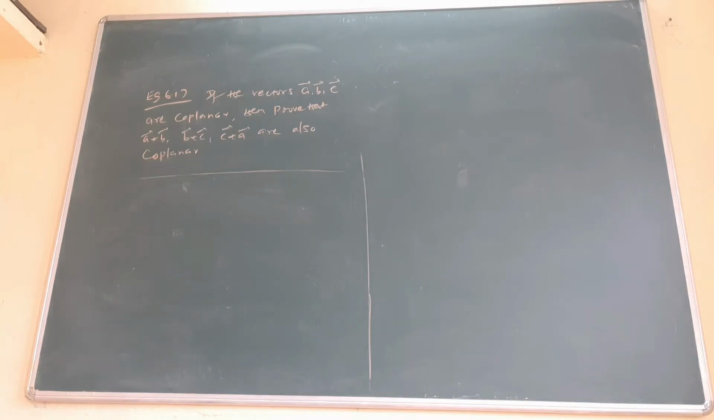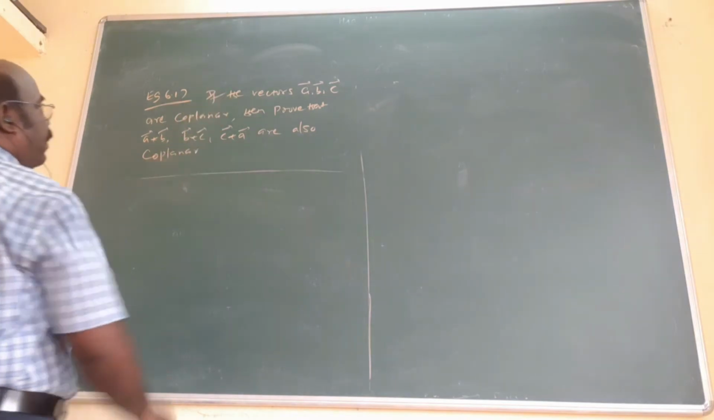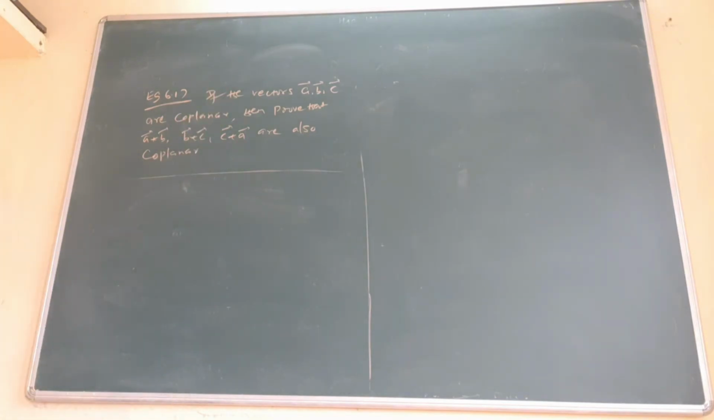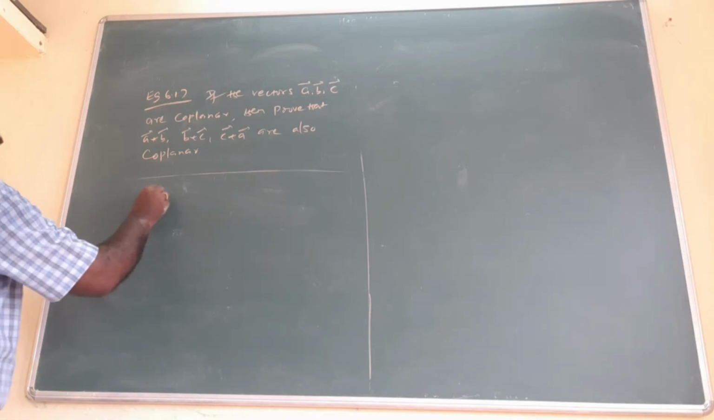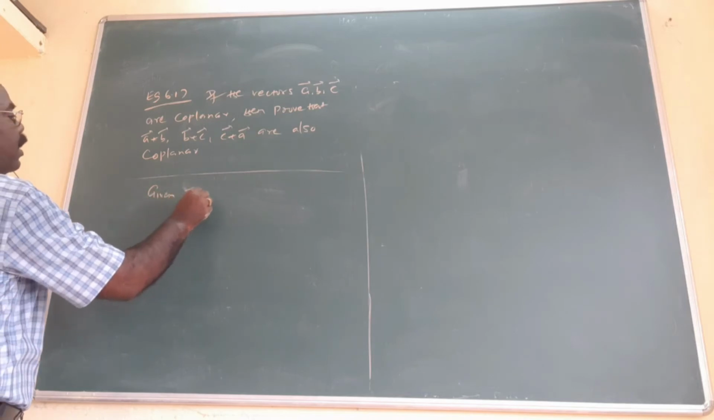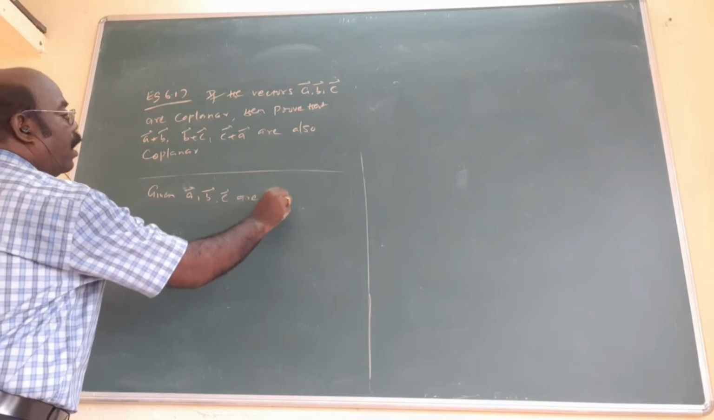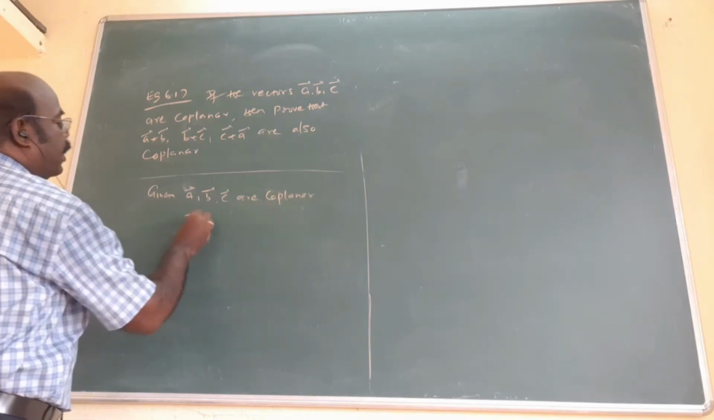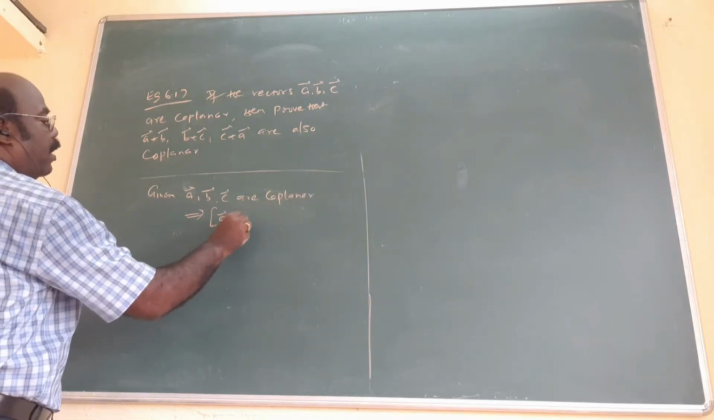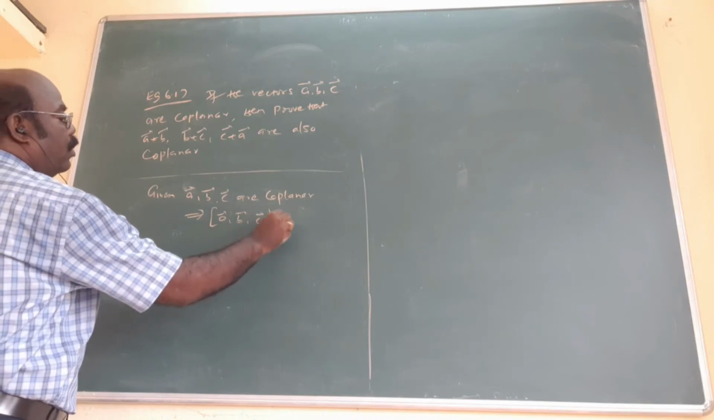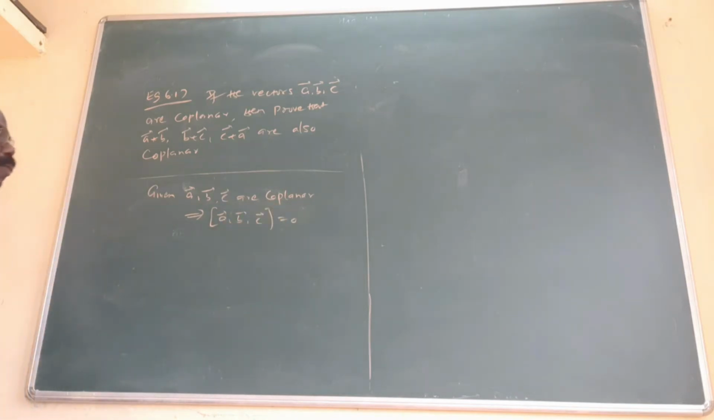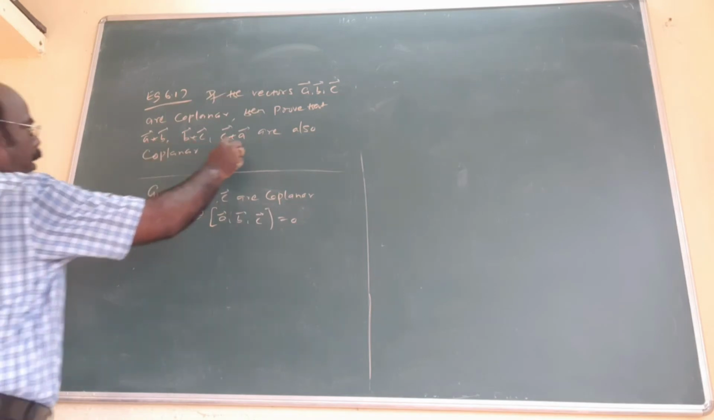Next question 6.17. If the vectors A, B, C are coplanar, then prove that A plus B, B plus C, C plus A are also coplanar. What is given? Given A, B, C are coplanar. That means what is the formula? Box product of A, B, C equal to 0. Now you want to prove this also coplanar.